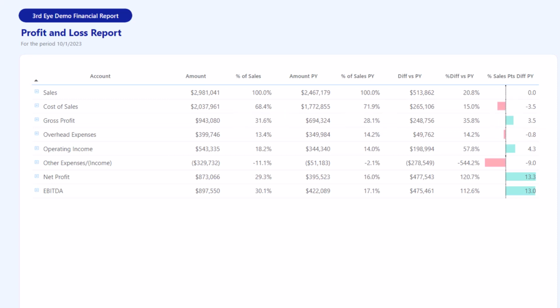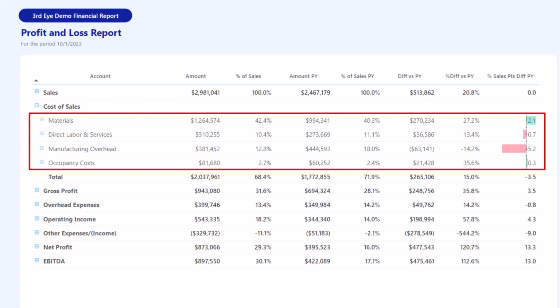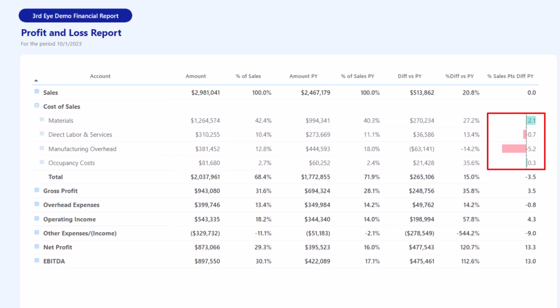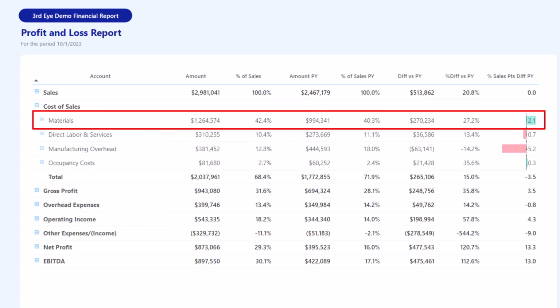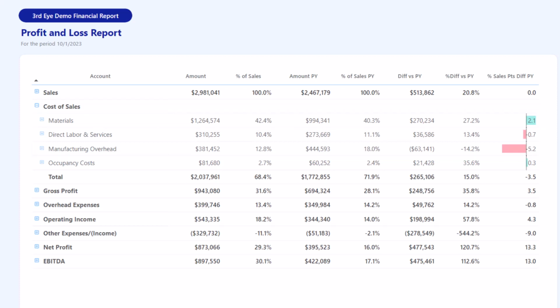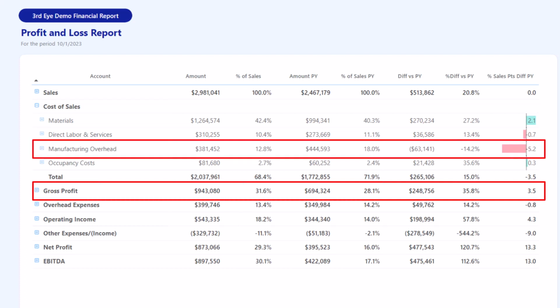To answer the why, we drill down into the cost of sales. We see 4 subcategories: material, labor, overhead, and occupancy costs. Now to answer the question, why did margins improve? We just look on the right for the largest bars. We see that overhead decreased 5.2 points, and that was offset by a 2.1 point increase in materials. So the answer is gross profit margin improved because of a decrease in manufacturing overhead costs.